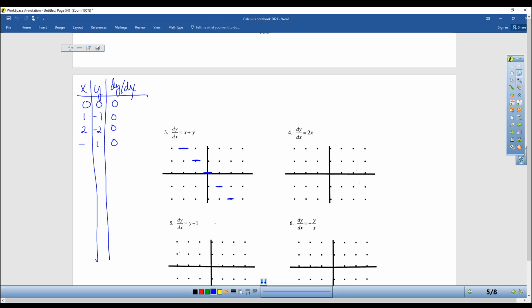This pattern is definitely a little bit tricky. I would just plot a lot of points, and eventually I think you'll see it. So obviously I picked the easiest numbers. I'm going to do all the zeros. So when x is 0 and y is 1, I get 1.